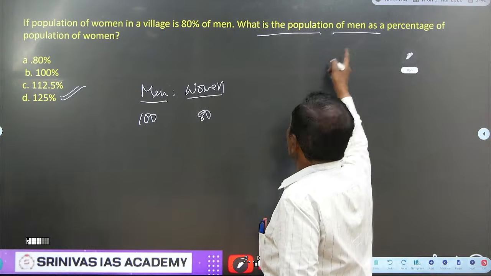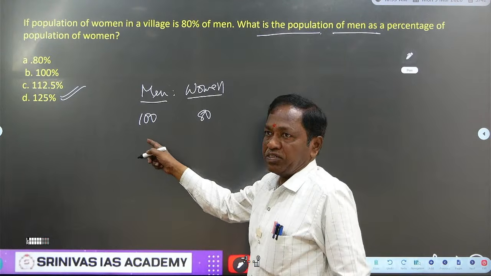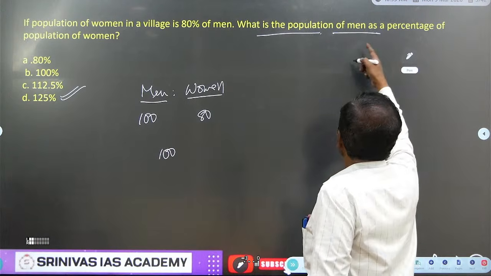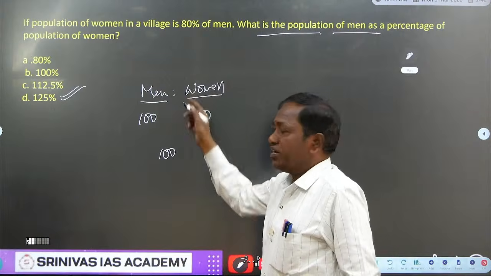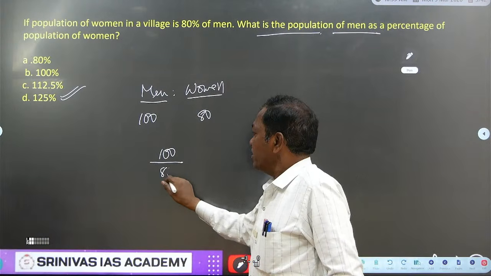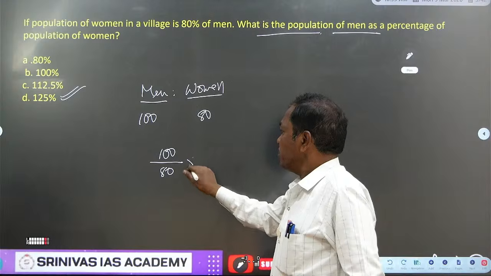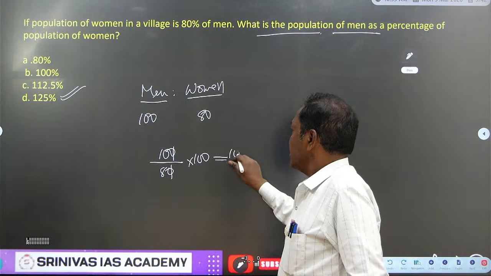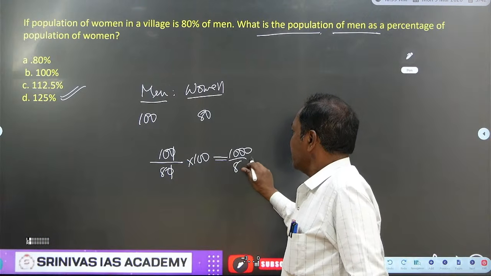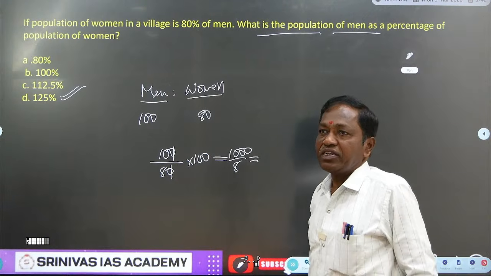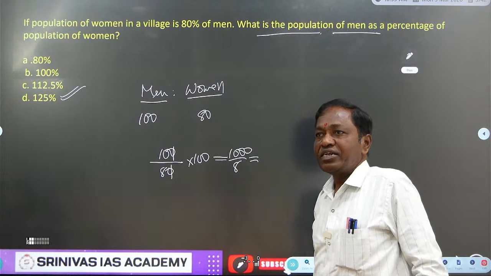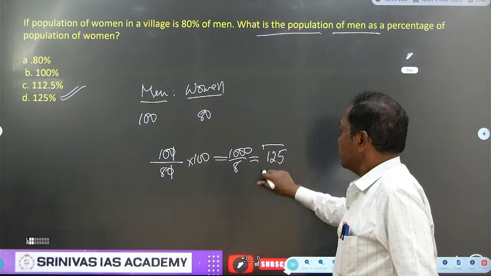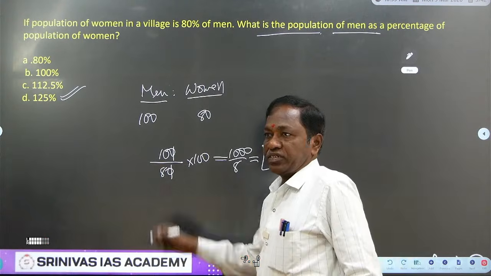Now what is the population of men? 100, as a percentage of the population of women. So divide by women, multiplied by 100, and 0 and 0 get cancelled. 1000 by 8. 1000 is a multiple of 8, as we learnt in the last class. The last three zeros are there, so it is divisible by 8. It means 125, so 125%.